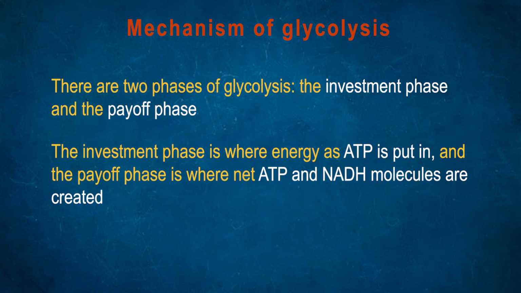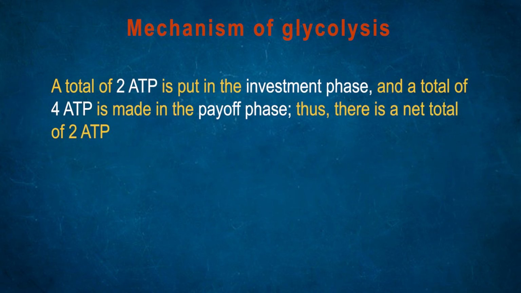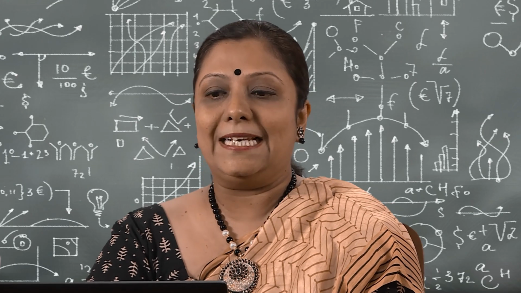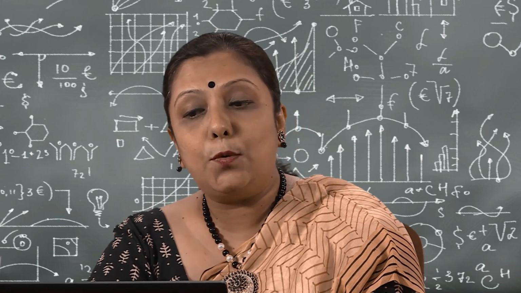The investment phase is where the ATP is put in and the payoff phase is where the net ATP as well as NADH molecules are created. So, a total of 2 ATP is put in the investment phase and a total of 4 ATP is made in the payoff phase. Thus, 2 net ATP is gained. The ATP created here is made via substrate level phosphorylation. The first one, that is the preparatory or investment phase, is the energy requiring phase.